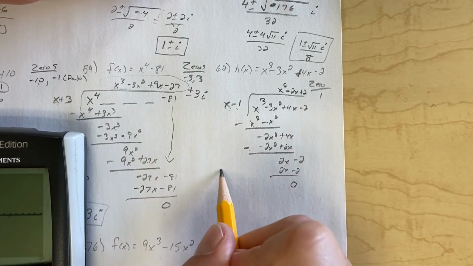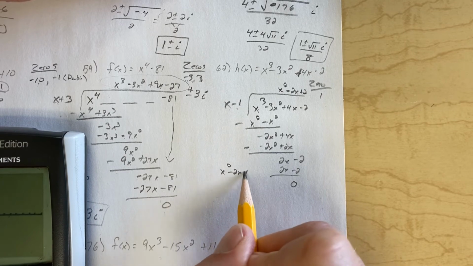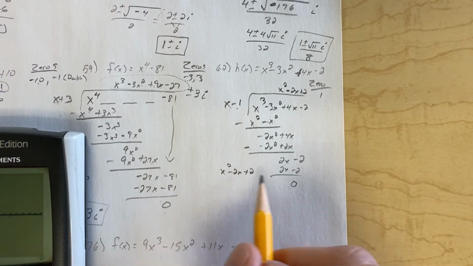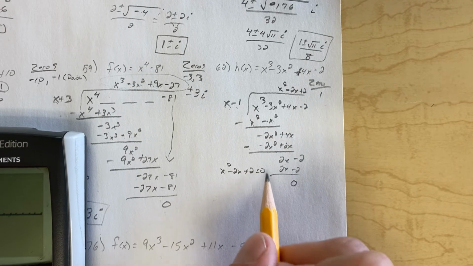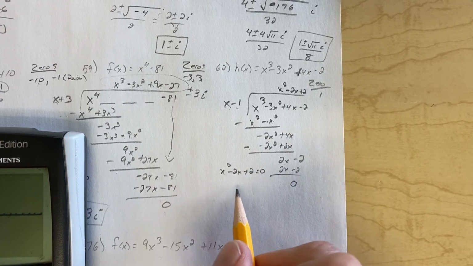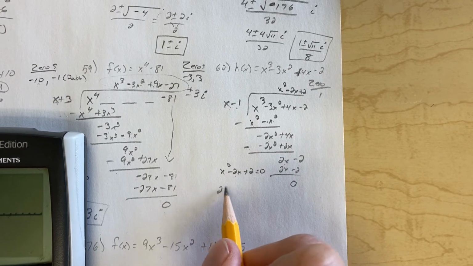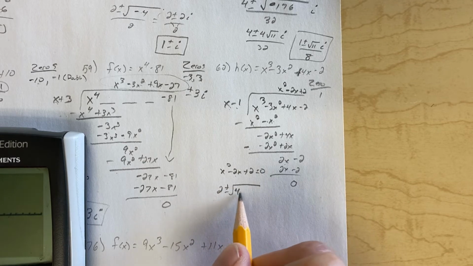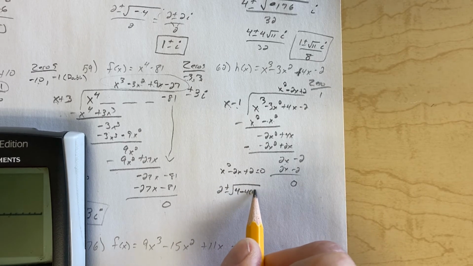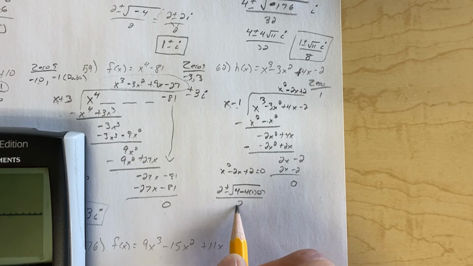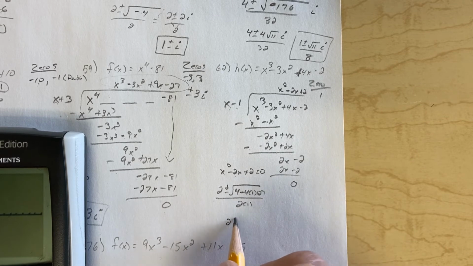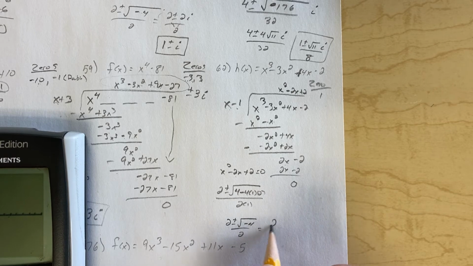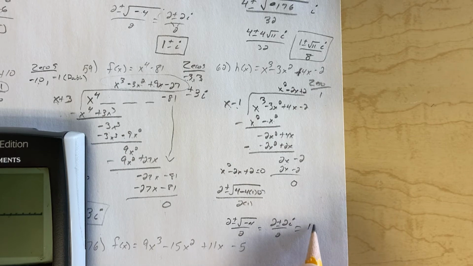What we're left with is this x squared minus 2x plus 2. That doesn't factor. I want to know when this equals 0. So I'm going to use the quadratic formula. 2 plus or minus the square root of 4 minus 4 times 1 times 2, all over 2 times 1. What we end up with is 2 plus or minus the square root of -4 over 2, which is 2 plus or minus 2i. And if we divide that, it gives us 1 plus or minus i. Those are our other two roots.